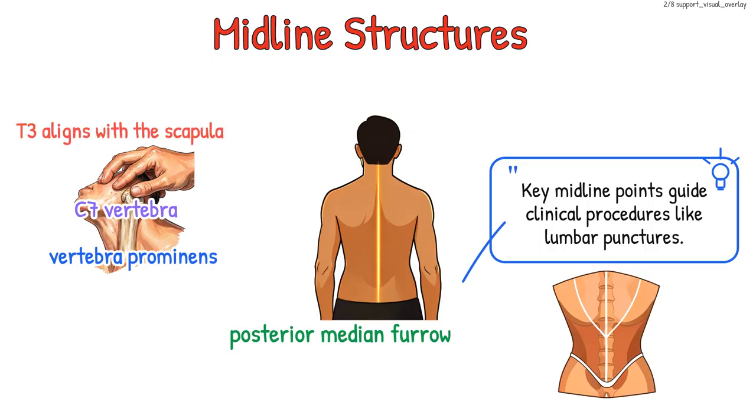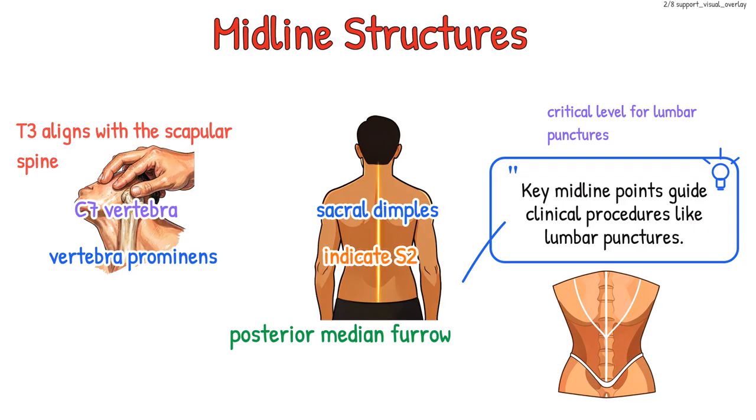Below it, T3 aligns with the scapular spine, while T7 corresponds to the inferior scapular angle when the arm is adducted. The iliac crests intersect the midline at L4/L5, a critical level for lumbar punctures. The sacral dimples, which mark the posterior superior iliac spines, indicate S2, denoting the dural sac's end.